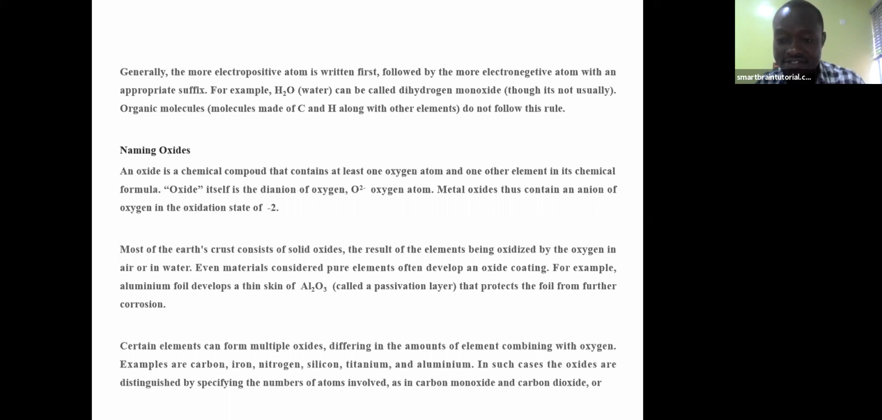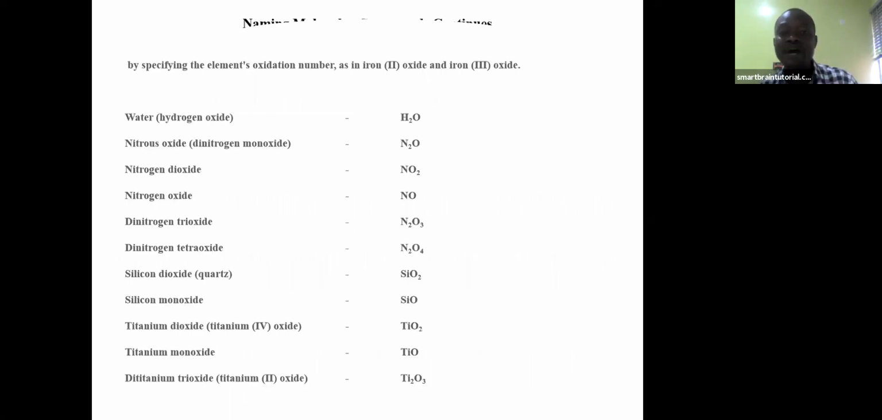In such cases, the oxides are distinguished by specifying the number of atoms involved, as in carbon monoxide and carbon dioxide, or by specifying the element's oxidation number, as in iron(II) oxide and iron(III) oxide. These are the ways they use to distinguish them. Now, these are examples of the oxides that we have here.